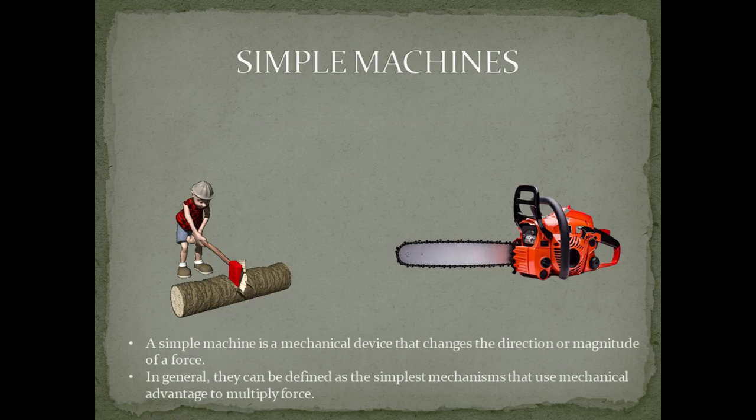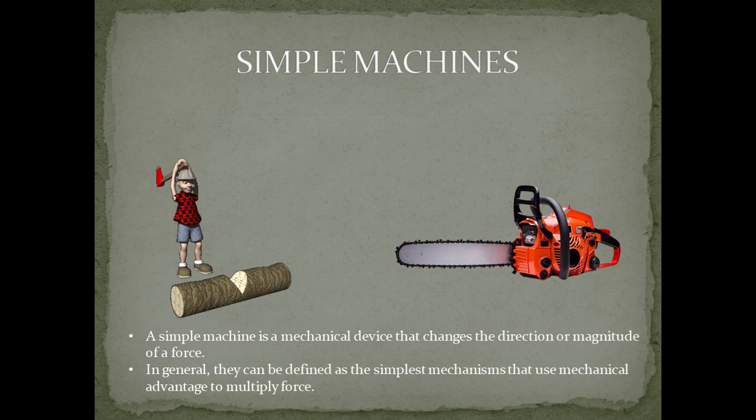Now let's see here in this particular portion we can find this guy is trying to cut this timber. He's trying his level best to cut this timber in a very short time, but he has to put a lot of effort to cut this timber. To reduce this effort, we humans have introduced a machine known as a chainsaw to cut this timber with ease, without producing extra effort.